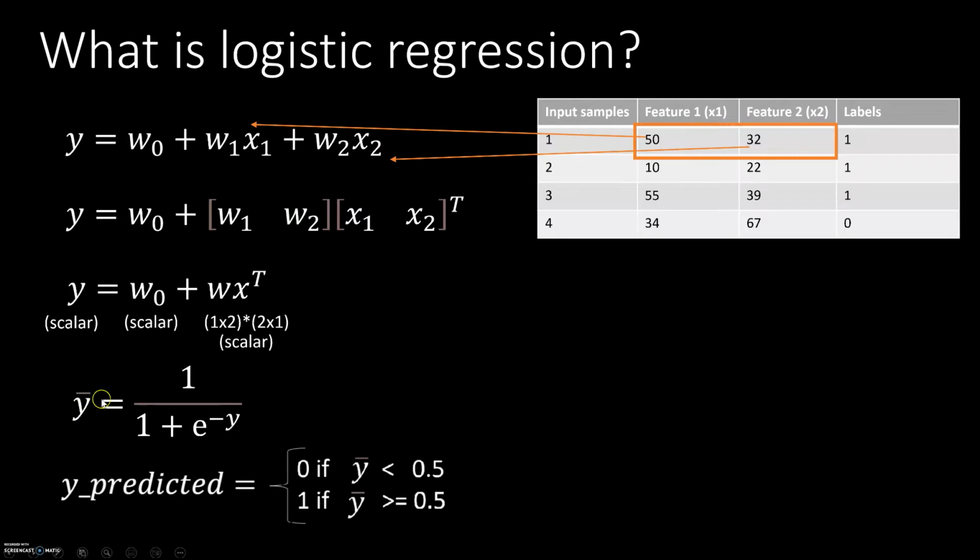Then when we get this y bar, which is a number between 0 and 1, we put a decision boundary. We say if this number is less than some threshold, such as 0.5, then the outcome belongs to one class. If the number is greater than or equal to 0.5, then it belongs to another class. So this is logistic regression.